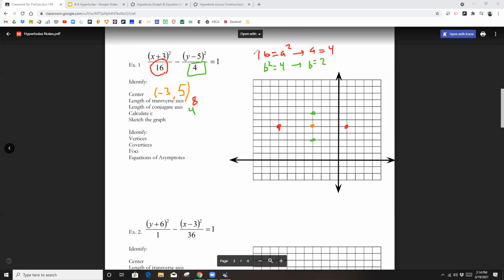All right, calculate c. We'll come back to that. All right, now let's graph our hyperbola. So once you have those 4 points, what you're going to do is make a box around those 4 points. I like to make it with a dotted line when I'm doing it by hand, but it's kind of hard to draw a dotted line right now on this. Then you're going to draw dotted lines through the diagonals of this box. And those are going to be your asymptotes.